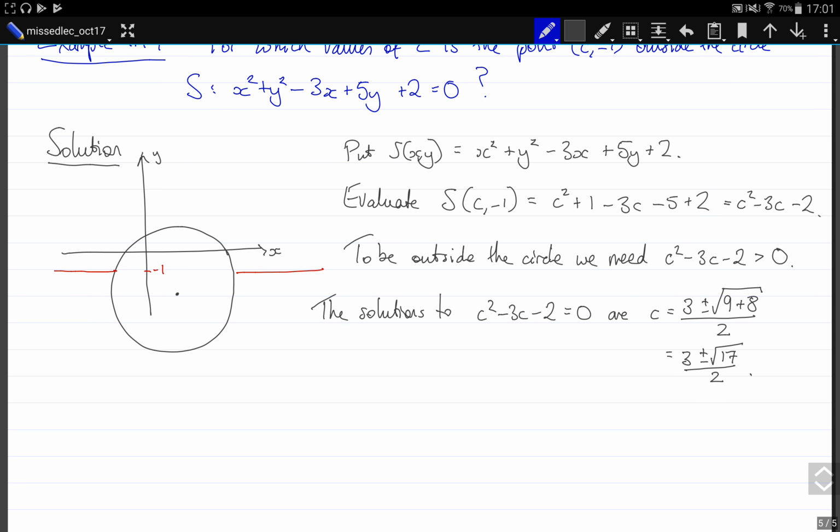but one of them is positive, 3 plus root 17 over 2, and the other is negative. So c must be between, we need c less than the negative one, and c greater than the positive one. And we're done.